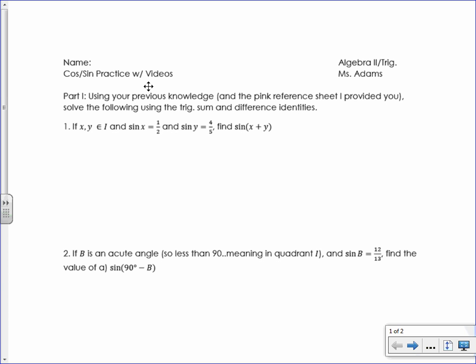Here's the solutions video to the practice sheet that you guys are working on. It's a combo of the sine and the cosine sum and difference formulas. So let's work through these.